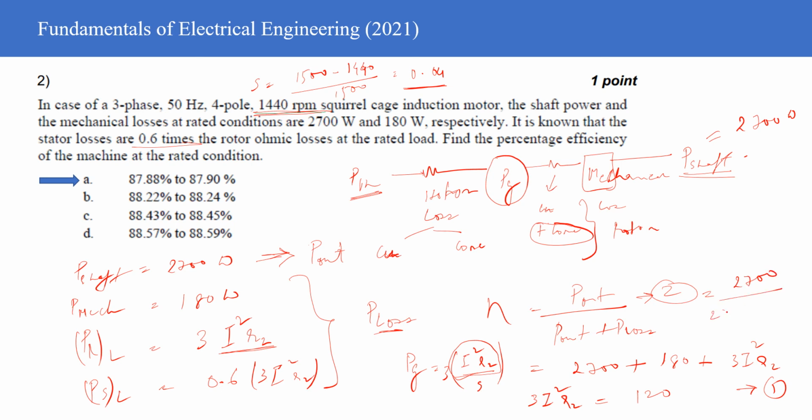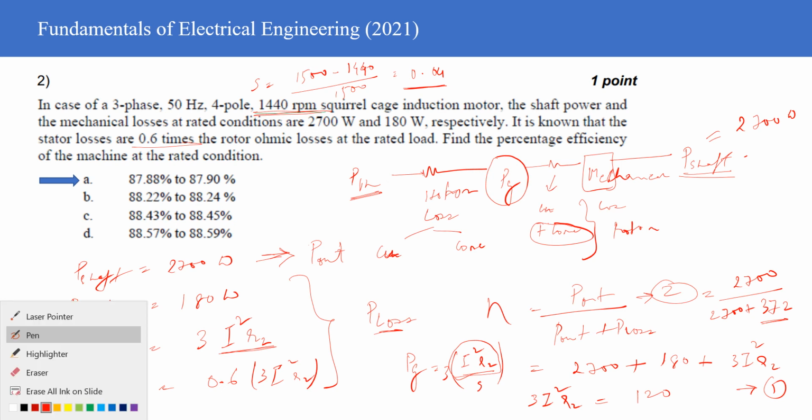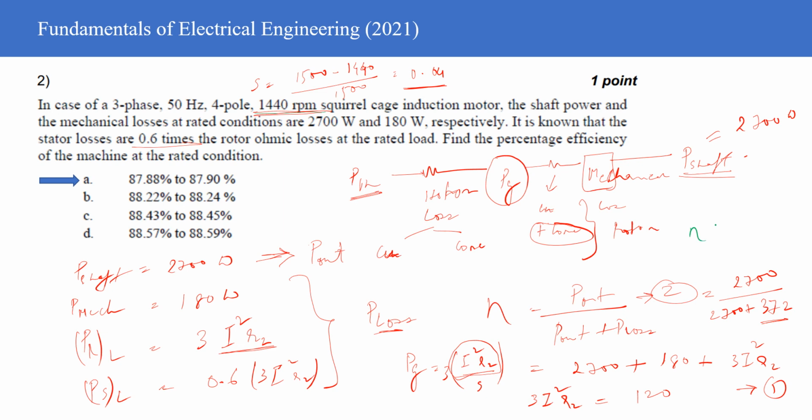So if you'll see, equation number 2 will be equal to 2700 divided by 2700 plus 300, let me see what I've written, it would be 370 something, 72, yeah, 372. So you can solve this by substituting in the value of power loss, which is equal to 372, and once you substitute in the values, you will get the efficiency value as 87.8%, which is falling in this particular range, so A becomes your correct answer.